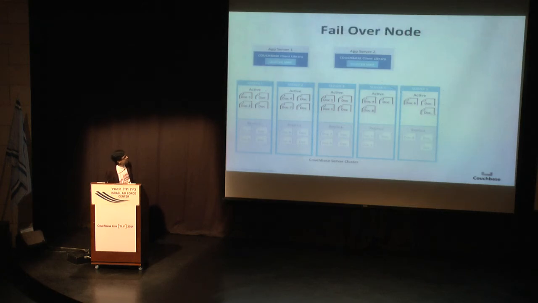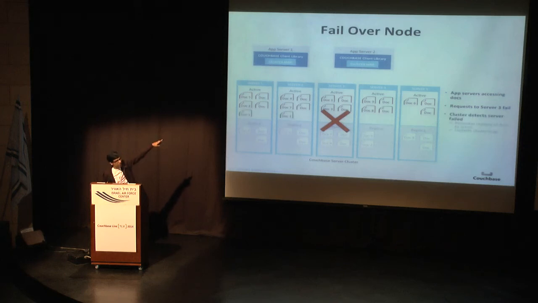Okay. So failover is essentially, the app servers are now accessing documents, let's say on server 3, and server 3 goes down because a failure happens. Now, you have, for example, doc 1, doc 3, etc. on server 3. There are replica copies of it available on other nodes. When the cluster detects this failure, it will promote these replicas into active on other nodes. And it will also update the cluster map saying where the actual actives are. So now any new requests that come in will automatically go to the right server. So that's how a failover actually works.